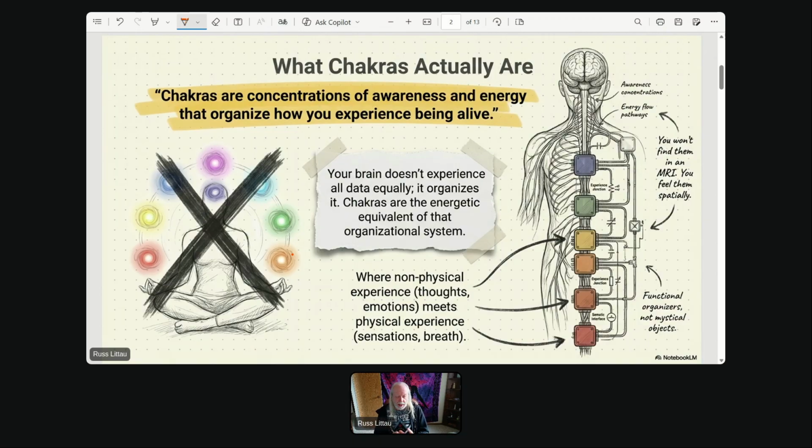And as it says here, you won't find them on an MRI. We totally get that. But just because you can't record them using the equipment we currently have, who knows what's going to come out in the future, they still are real.